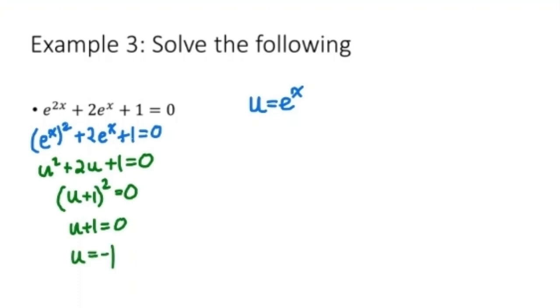But remember, that's only the value of u. We need to find the value of x. Our substitution was u equals e to the x. Since u equals -1, that means e to the x equals -1.